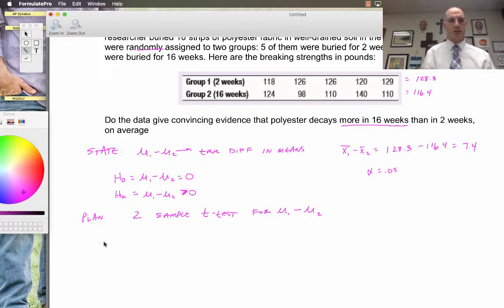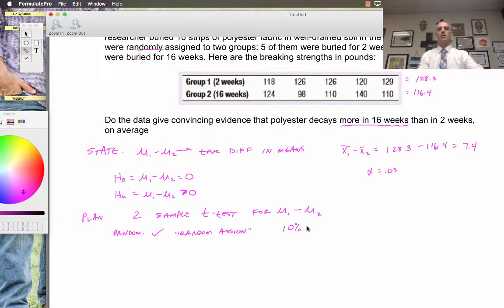We've got to check our conditions. Randomly assigned, check. Does it meet the 10% condition? Well, let's think about it like this. Is it less than 10% of all polyester strips? No, because we varied them independently, so these are independent.